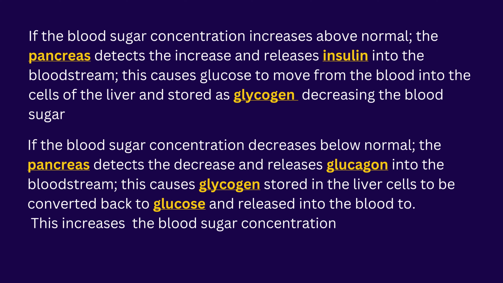So students, for both points, whether it is increase or decrease, you must mention the organ that detects the increase or the decrease. All right, and that is the pancreas. You must mention the name of the hormone that is released. So if it is too high, it is insulin that will be released. And if it is too low, it is glucagon. Then you need to go on now to describe what will happen when the hormones are released. All right, students, I hope that this is a bit clearer for you.